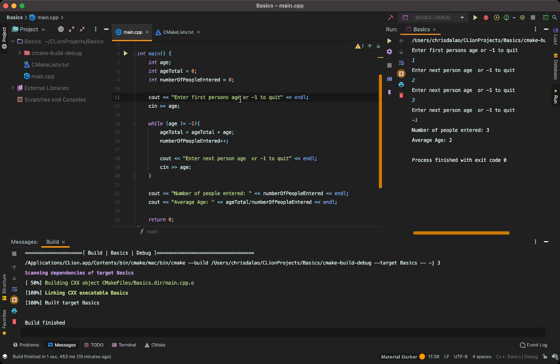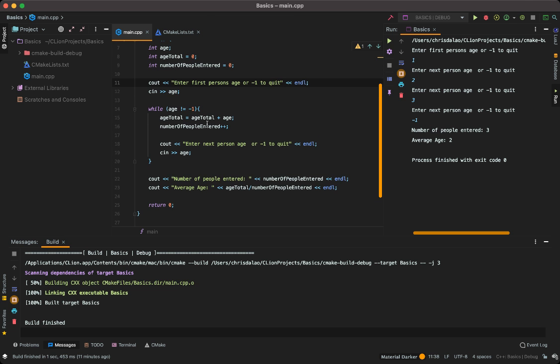first person's age, or they can enter -1 to quit. And then from there, we grab their input, and we use a while loop, and we make sure that the loop keeps running as long as age is not equal to -1, meaning the user has not quit out of the program yet.